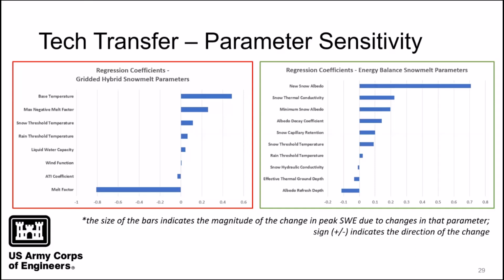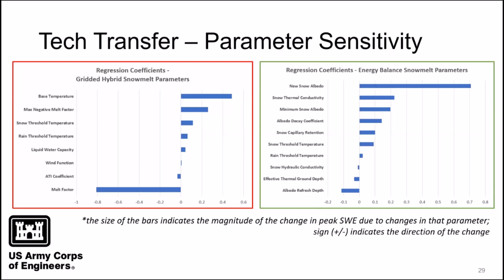The largest bar, so on the left plot, base temperature has the largest positive sign, and that sign indicates the direction of change. So as you increase base temperature, your peak SWE also increases. The melt factor down on the bottom of the left plot has the largest negative magnitude, and so as you increase melt factor, your peak SWE decreases. So these plots, this uncertainty analysis gives users a sense of which parameters are most impactful when you're calibrating.